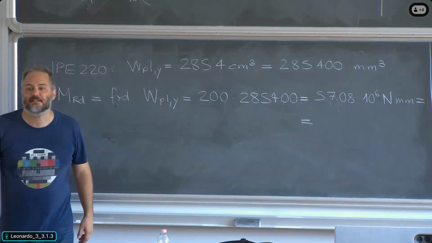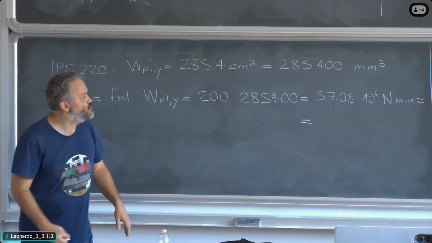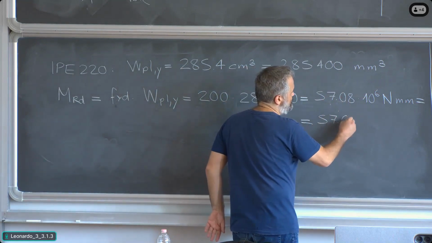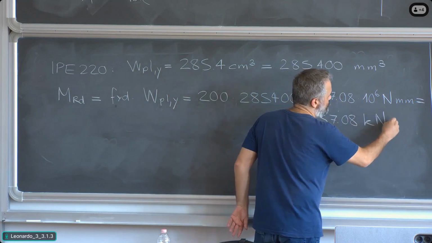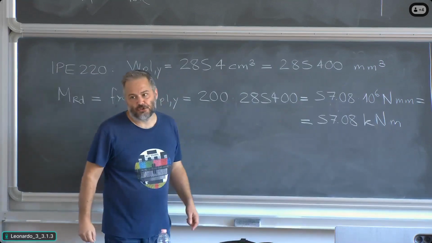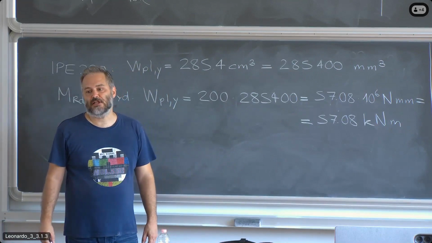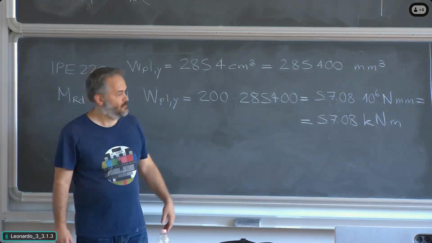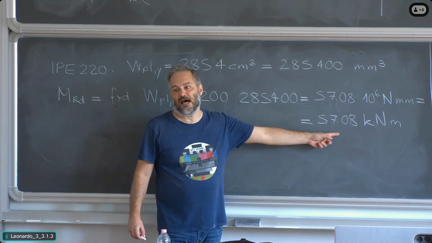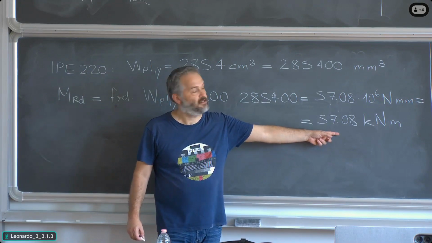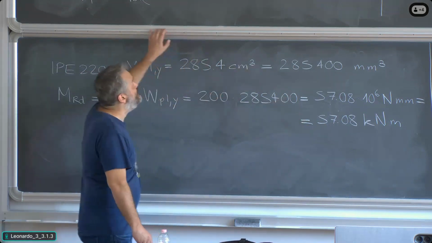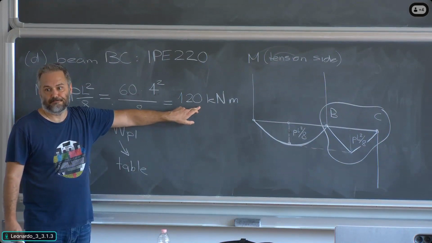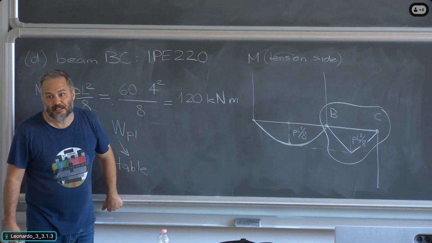How to translate it into kilonewton meters? You simply divide by 1 million, so 57.08 kilonewton meters. Question to you, is the section IPE 220 enough or not? Is 57.08 larger or lower than the moment applied? 57.08 is much lower than 120. So I now have to redesign the beam section.